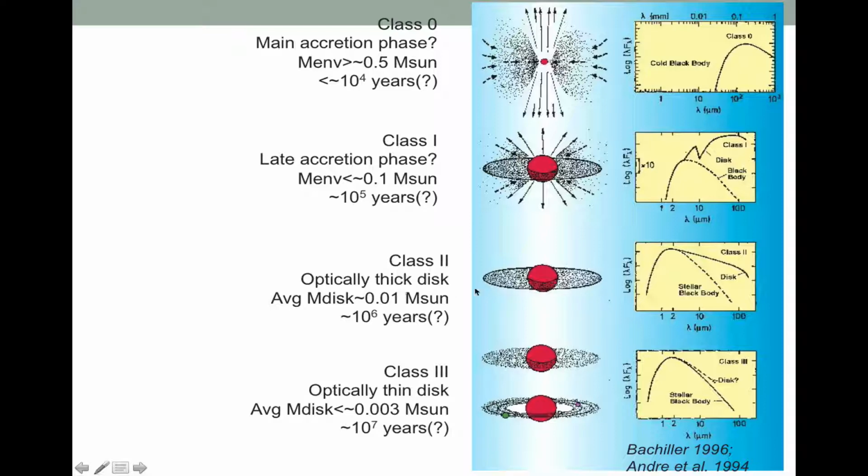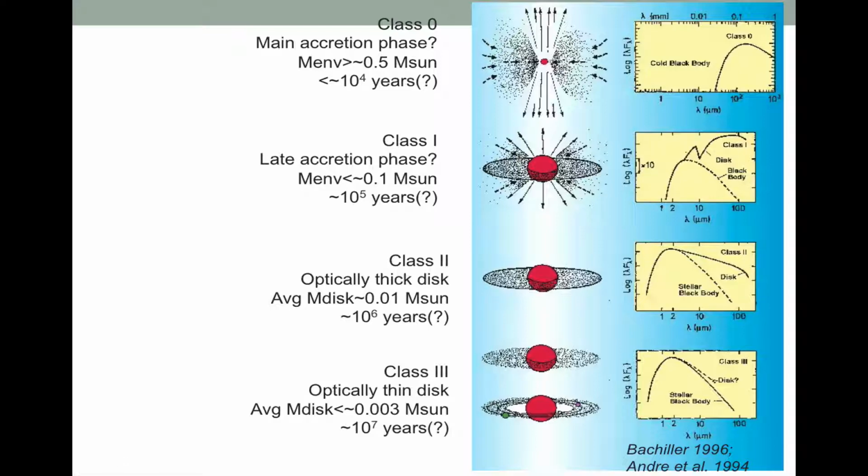Class 2 still have a disk. The disk is not very massive compared to the central source, and this lifetime is maybe 1 million years. Class 3 is when you have an optically thin disk, and the disk is very much less massive than it was before, and this lifetime is maybe 10 to the 7 years, so 10 million years.